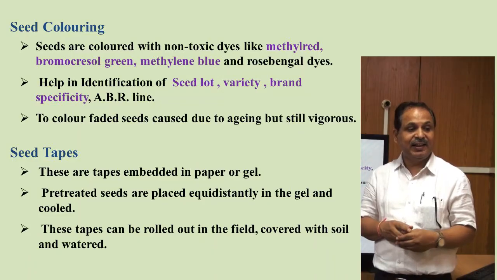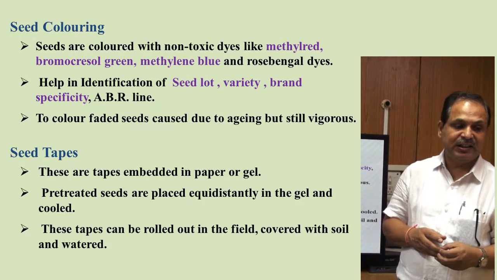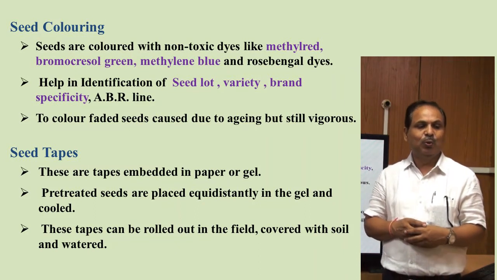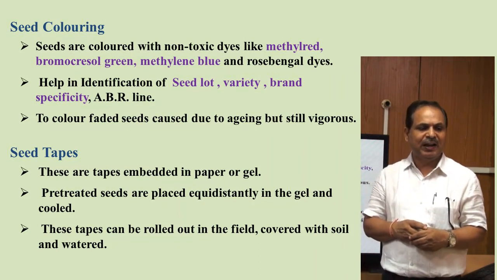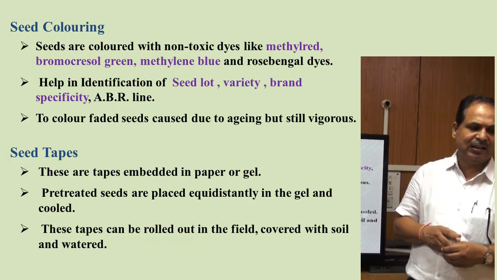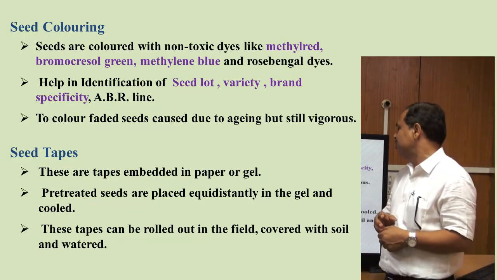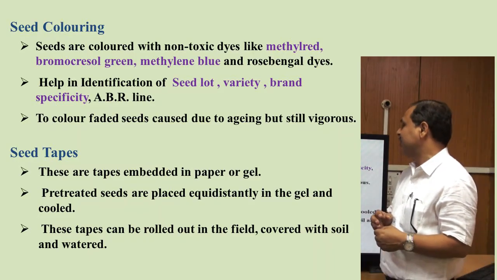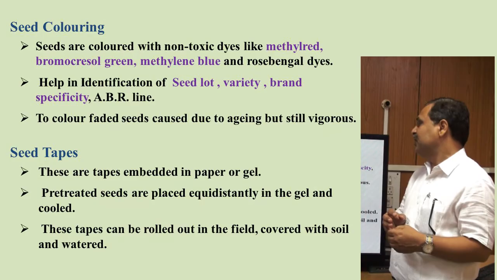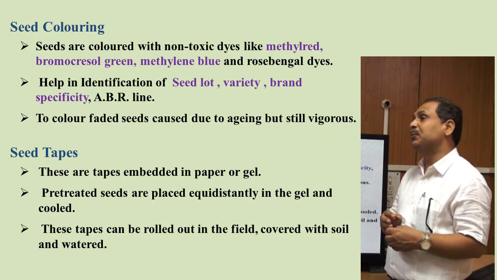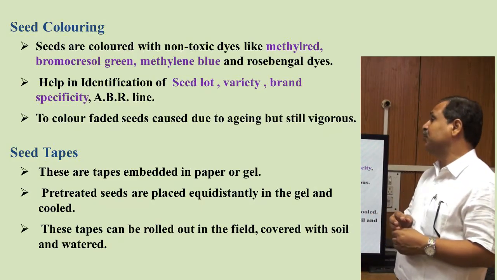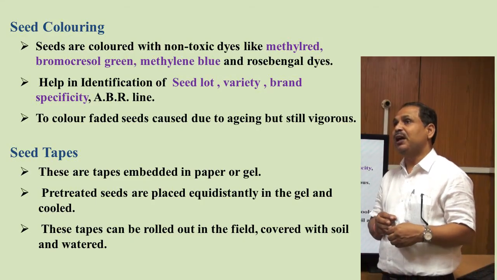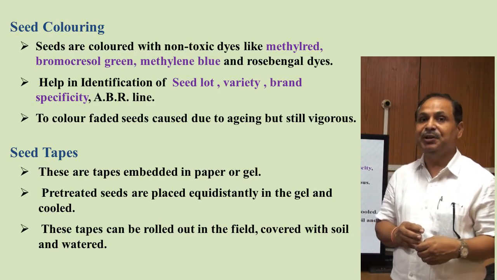Next, seed coloring. Seeds are colored with non-toxic dyes like methylated bromocresol green, methylene blue and rose bengal. These are the chemicals generally used for coloring purposes. Seed coloring is done particularly for the identification of the seed lot, the particular variety, the brand, and sometimes it is very useful in the identification of A, B and R lines.